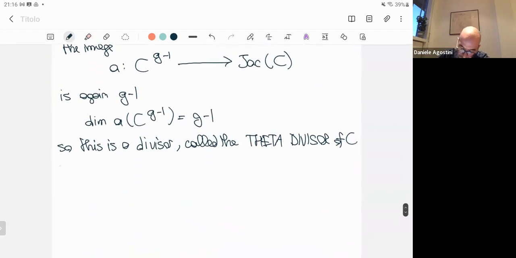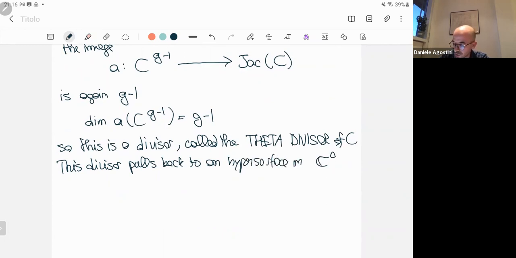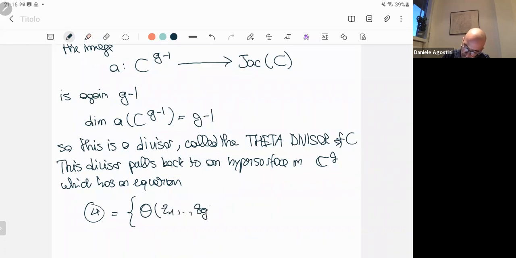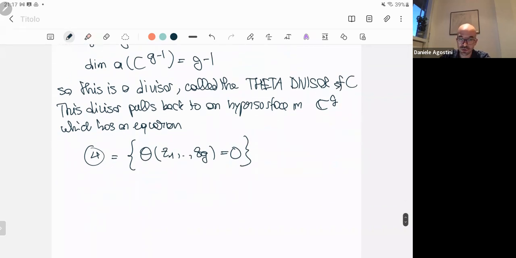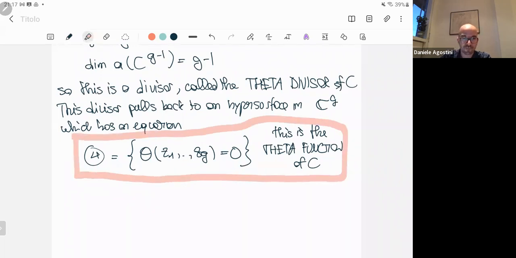So this divisor pulls back to a hypersurface in C to the g, which has an equation. So it's a hypersurface, it will have a certain equation. We denote it by theta. And the function that gives you the equation is called the theta function of C. And this is the theta function of C. And now, right, with this I can finally state this connection.